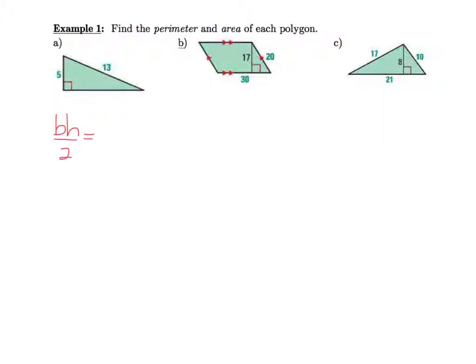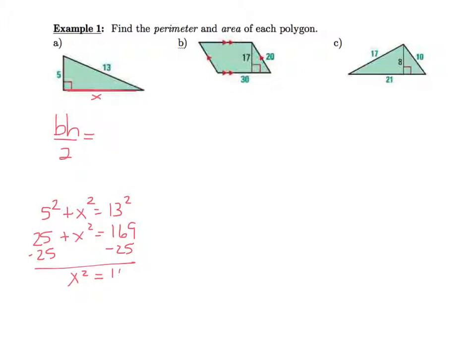I don't know my base, so I have to use the Pythagorean theorem to figure it out. So 5 squared is one of the legs, plus x, I'm just going to call that base x, squared equals 13 squared. 25 plus x squared equals 169. When I subtract 25 on both sides, x squared equals 144. Then to get x alone, I take the square root, and x equals 12. So x equals 12 right here.